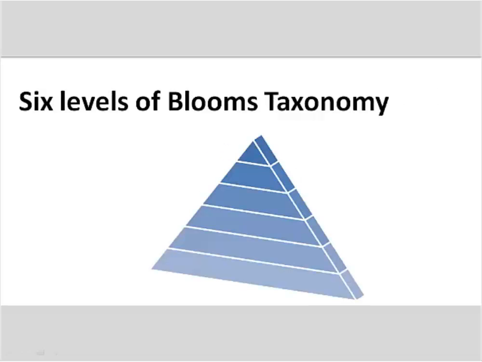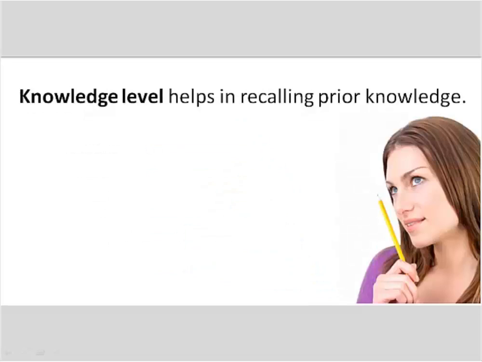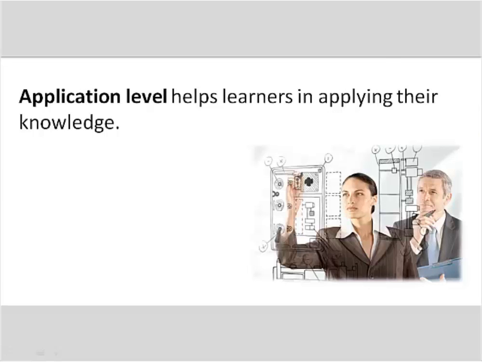Let's see the 6 levels of Bloom's taxonomy in the cognitive thinking domain: knowledge, comprehension, application, analysis, synthesis, and evaluation. Knowledge level helps the learners to recall prior knowledge, which helps them in understanding the content taught at the comprehension level easily. In the application level, the learner gets the chance to apply his knowledge.